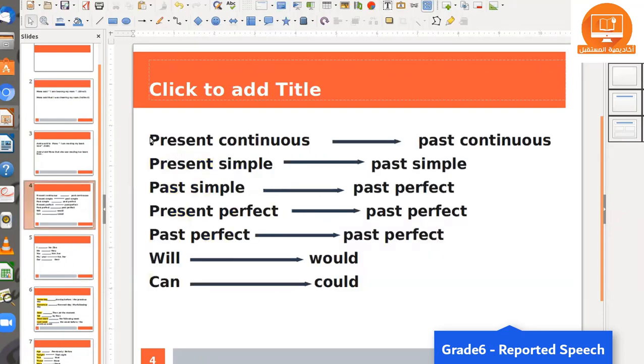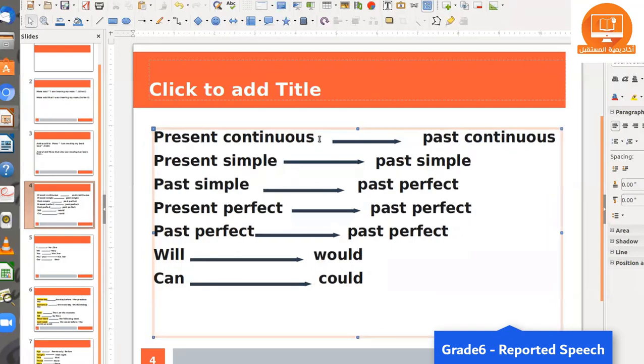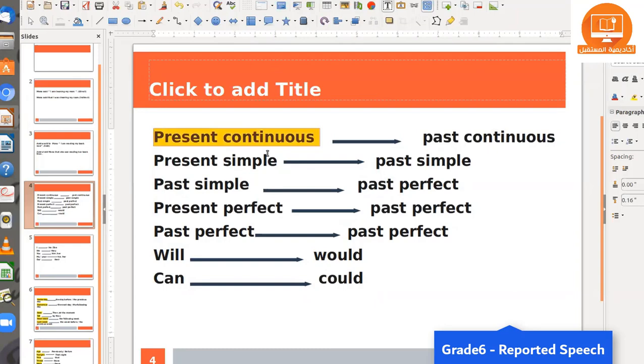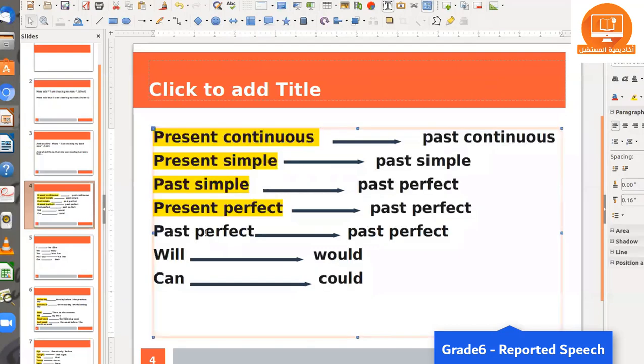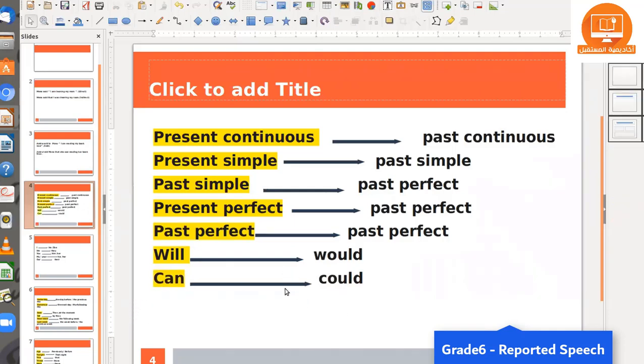So, for example, present continuous must be changed to what, Salma? Past continuous. Okay, past simple must be changed to what? Present simple must be changed to past simple. Past simple must be changed to what? Past perfect. Present perfect must be changed to what? Past perfect. Past perfect stays the same. Will becomes would. Can becomes could. And must, have to, may, might, should, and so on. Very good, you see this now. Any problem with these things?